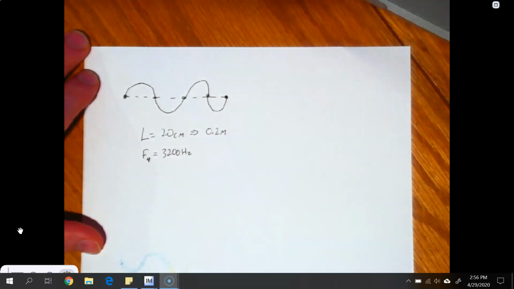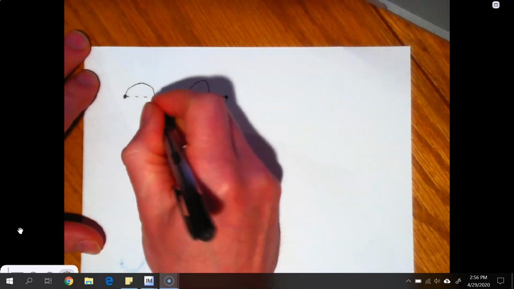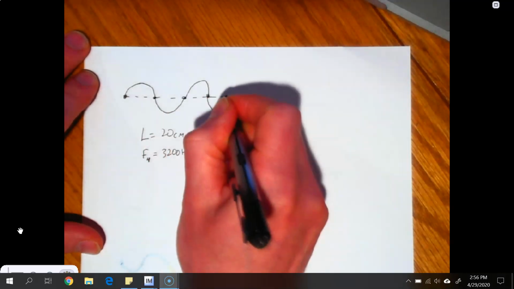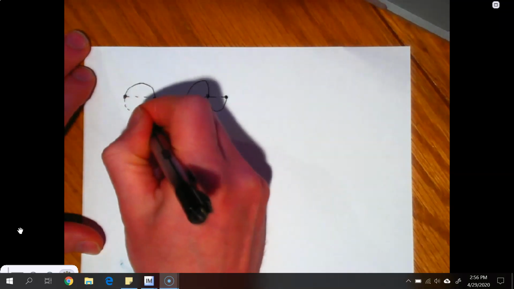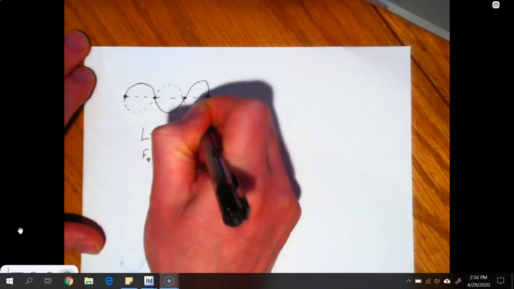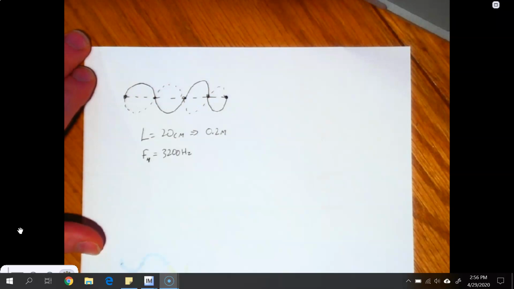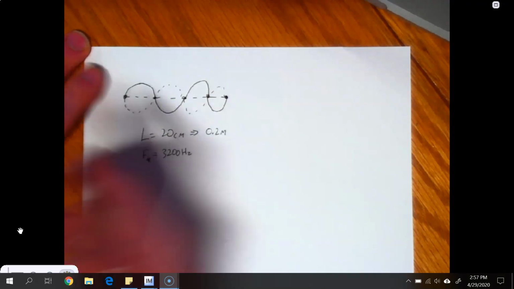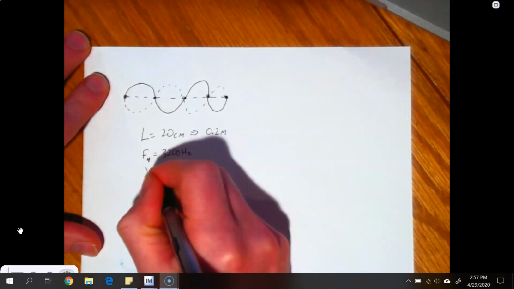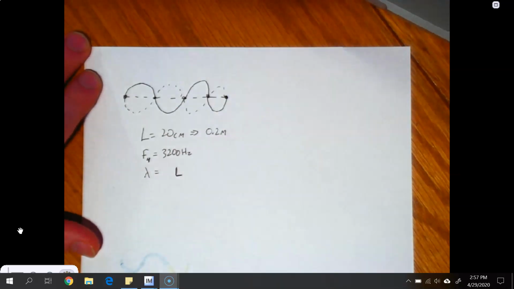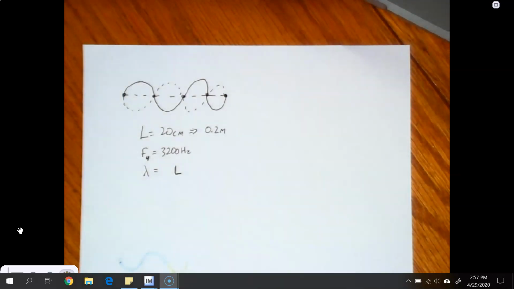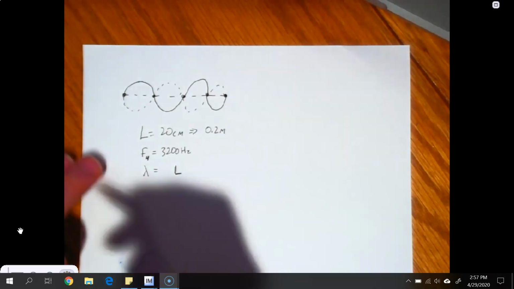Okay, we still get the idea here that there are 5 nodes and 1, 2, 3, 4 antinodes. If you want, you can draw the opposite part of the wave. And so that's what our standing wave pattern would look like. The reason we draw this is because now that allows us to come up with the relationship between wavelength and length. So what you're going to do after you draw your picture is look for one full wave.